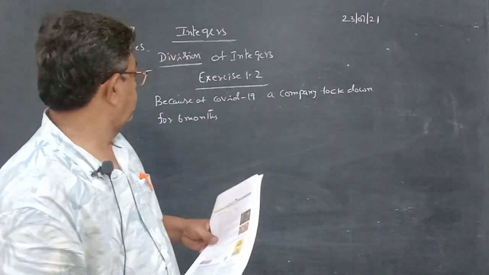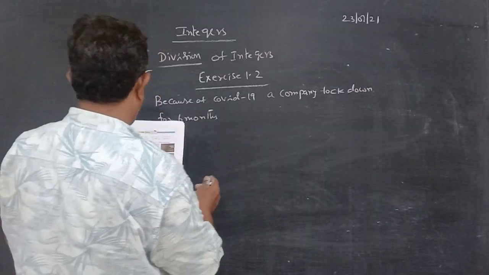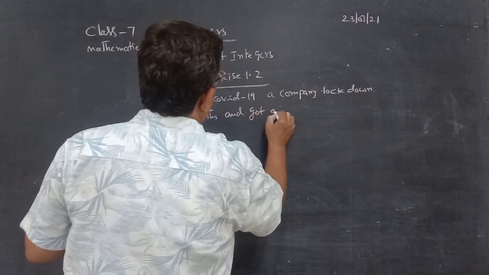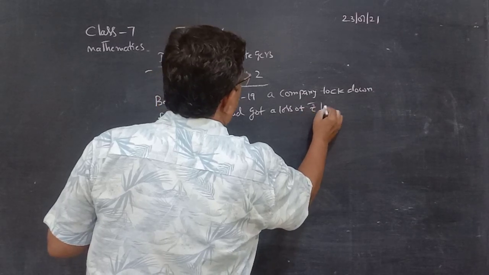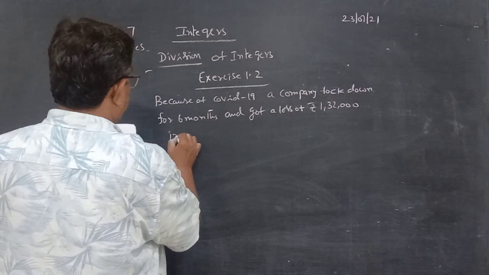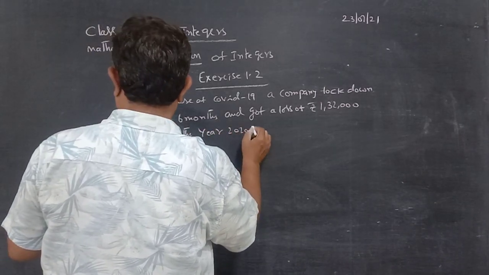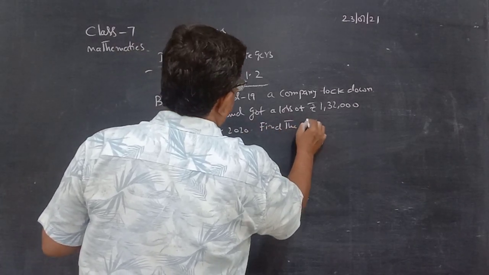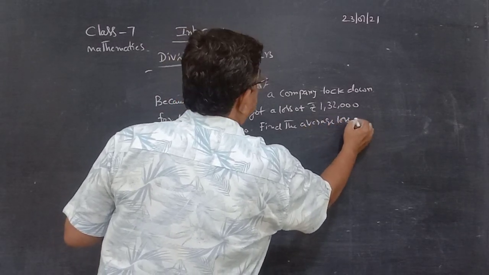So a company is locked down for 6 months and got a loss of rupees 1,32,000 in the year 2020. Find the average loss of each month.